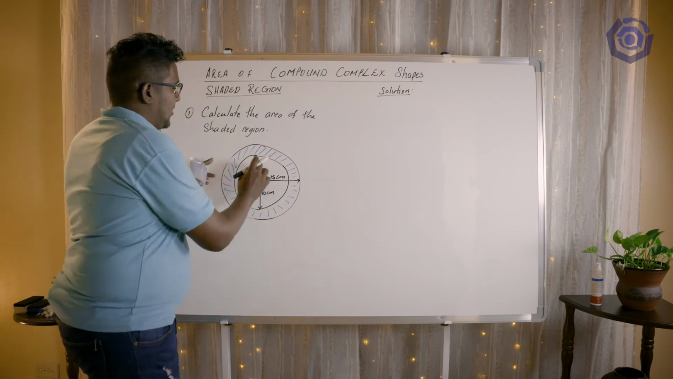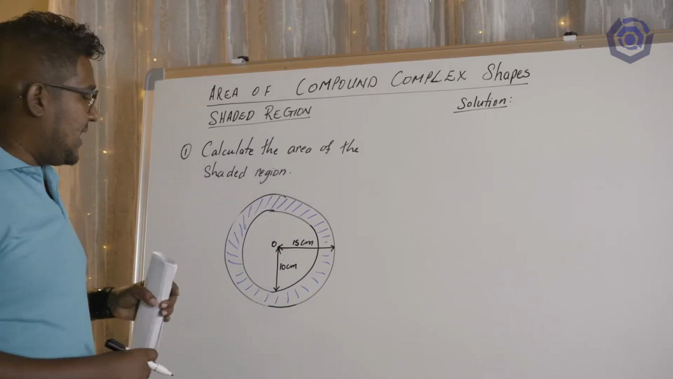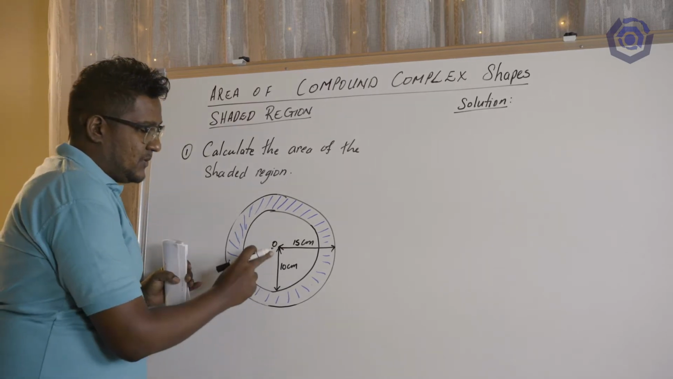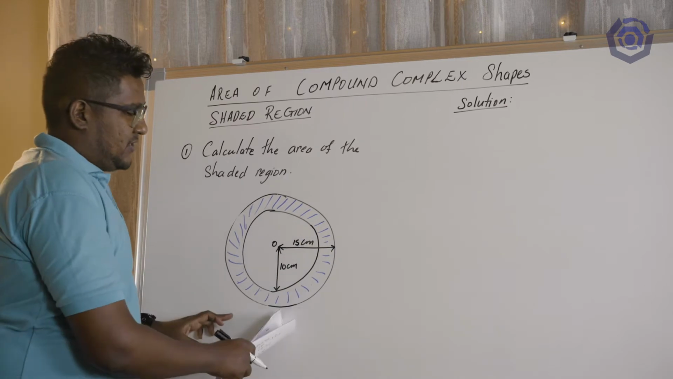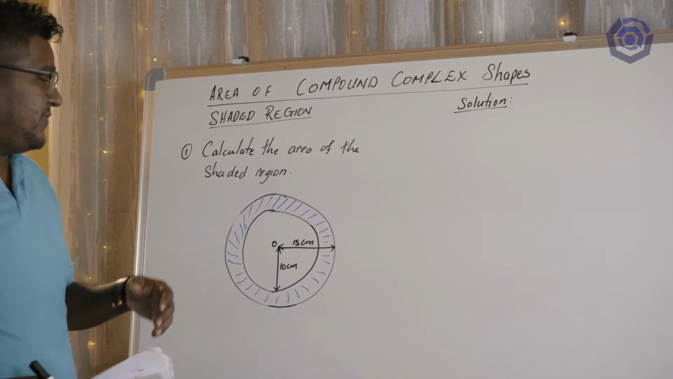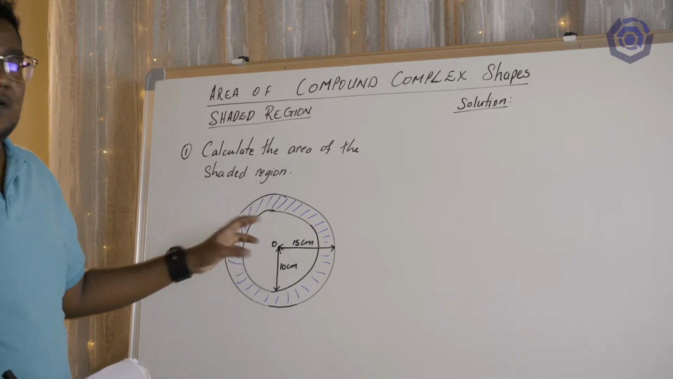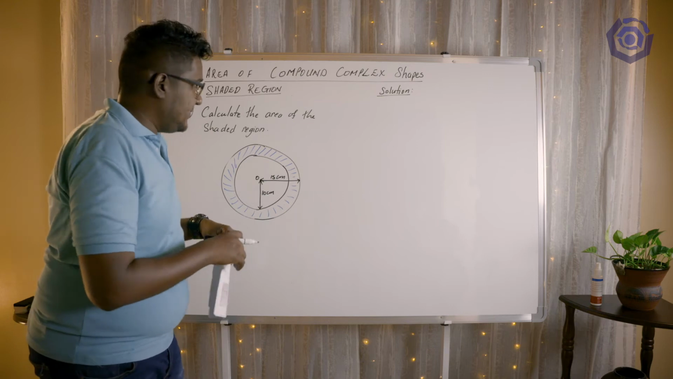So if you look here, our big shape is this circle with a radius of 15 centimeters. And our little shape is the inner circle with a radius of 10 centimeters. So if we find the area of our big shape first, and then find the area of our little shape, and we subtract them, we would find the area of the shaded region. So let's work this out and find the area of our shaded region.